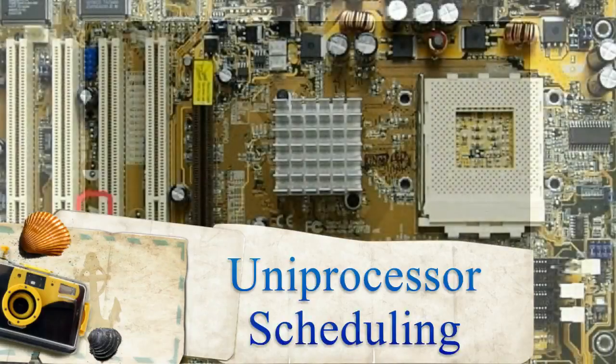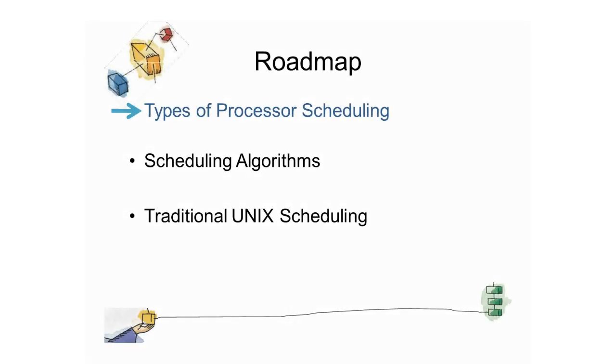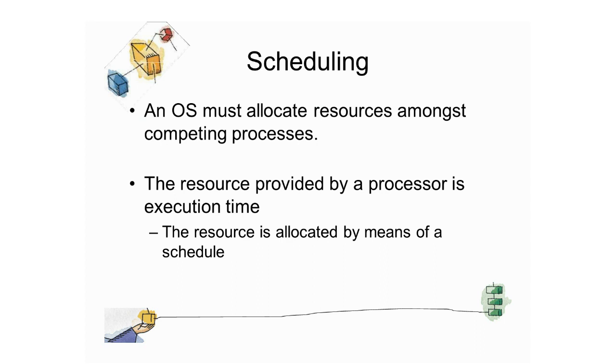Okay, today I want to explain to you about uniprocessor scheduling. The first subtopic is the types of processor scheduling. The characteristics of scheduling: an OS must allocate resources among competing processes. The resource provided by a processor is execution time. The resource is allocated by means of a schedule.